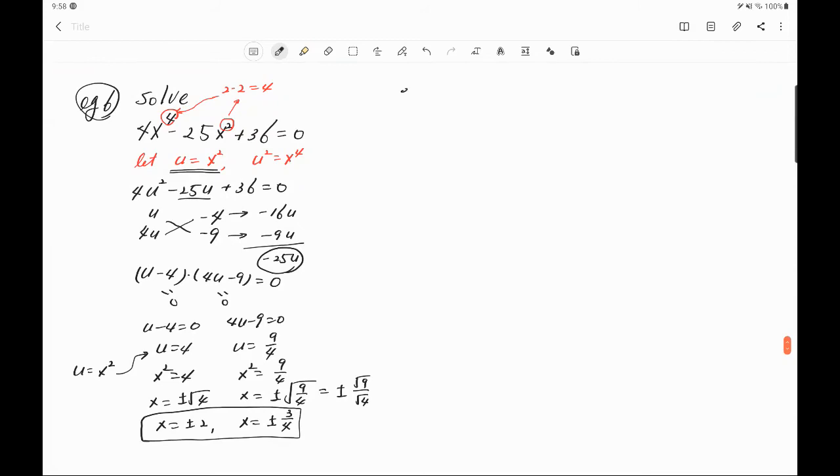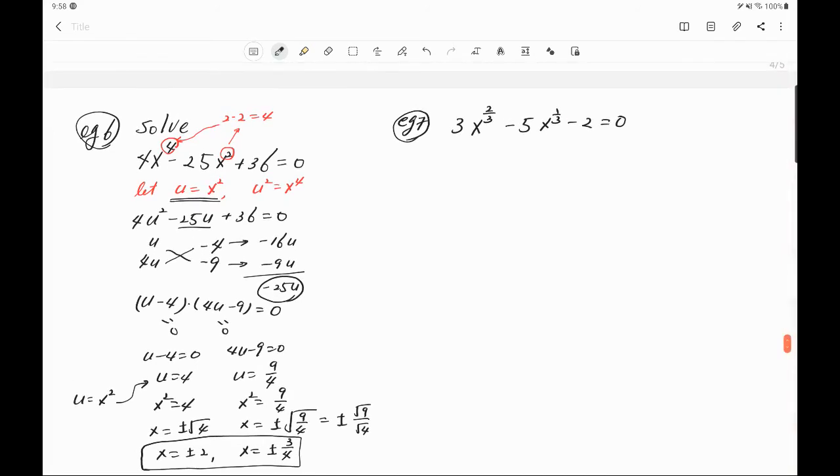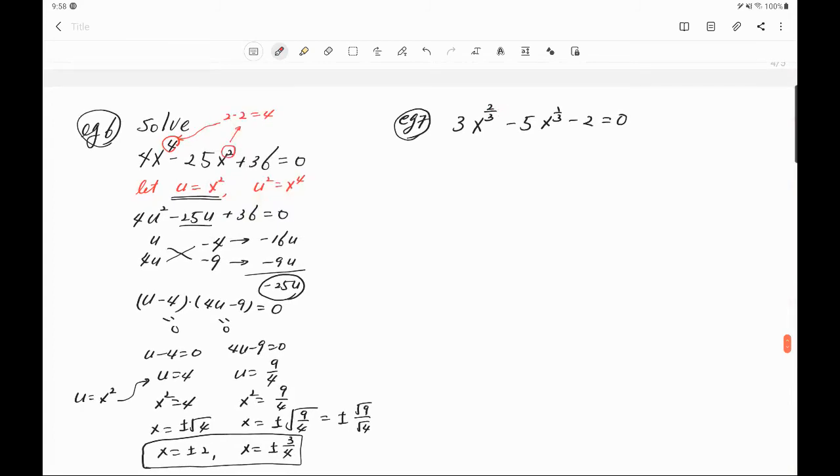All right, then let's try example 7. Solve 3 times x to the 2/3 power minus 5 times x to the 1/3 power. Don't worry about this, because as you see, this 2/3 is 2 times 1/3, right? That's 2/3. So we can set this one as u. So u equals x to the 1/3. Then this will become u squared.